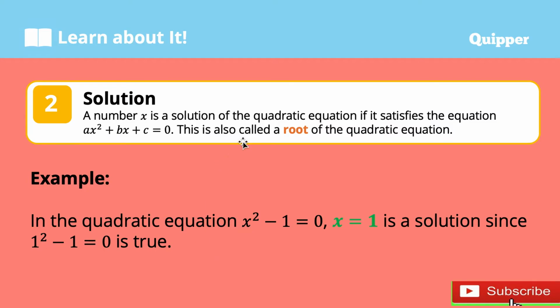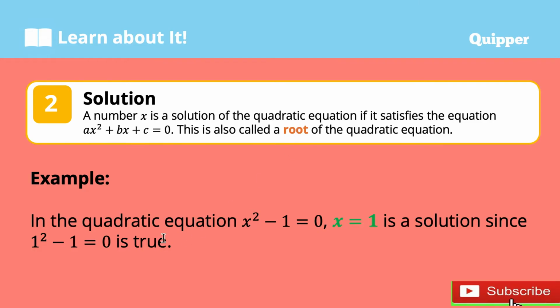Next, we have a solution. A number x is a solution of a quadratic equation if it satisfies the equation ax squared plus bx plus c is equal to 0. This is also called a root of the quadratic equation. A solution is also the root of the quadratic equation.